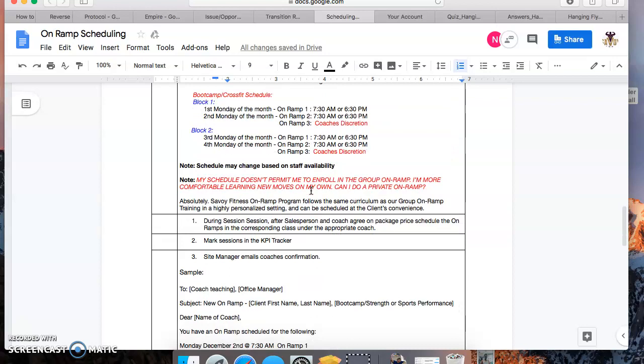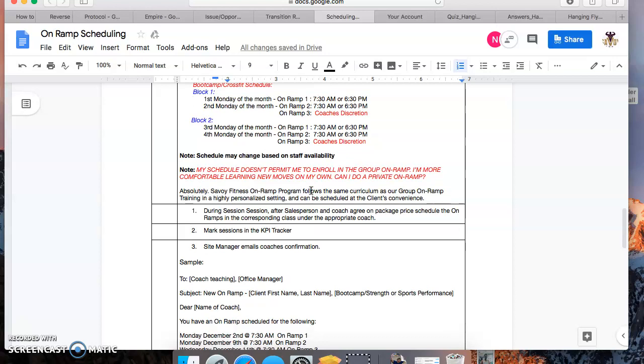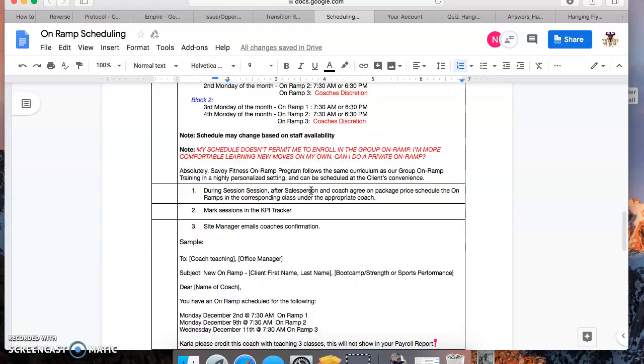Note, I got a note or a situation. Somebody says my schedule doesn't permit me to enroll in the group on-ramp. I'm more comfortable with learning new moves on my own. Can I do a private? Absolutely. We can do private on-ramps. We have the staffing for this. It's going to be a little bit inconvenient, but it should be fine.